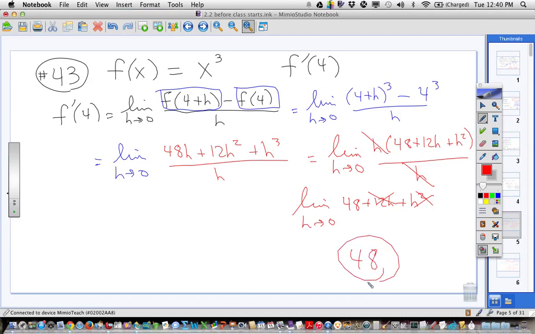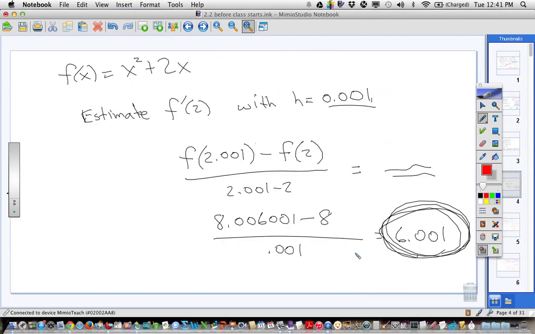That seems kind of strange. The slope, we're saying, of this graph at 4 is 48. Is that reasonable? Sure. X cubed. Think of x cubed. Goes way up really fast. You go out to 4, you're way up there high on that graph. Slope being 48 is reasonable. Okay? Don't forget what you were doing when you did this problem. You were finding the slope at that point. Okay? So that's what I want to see. Some, if not all of that work.